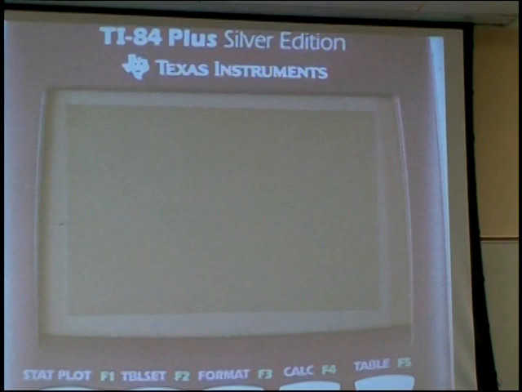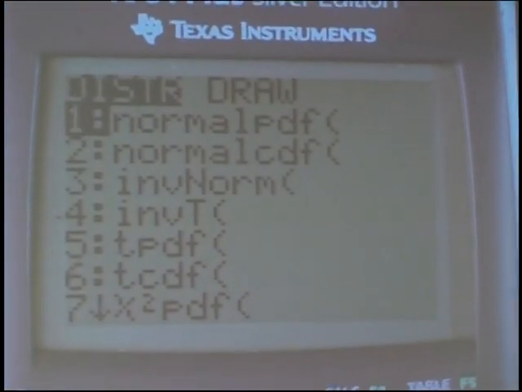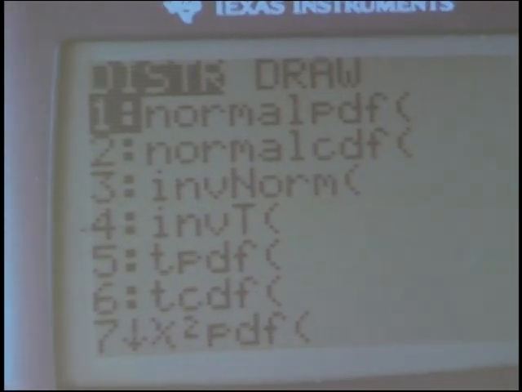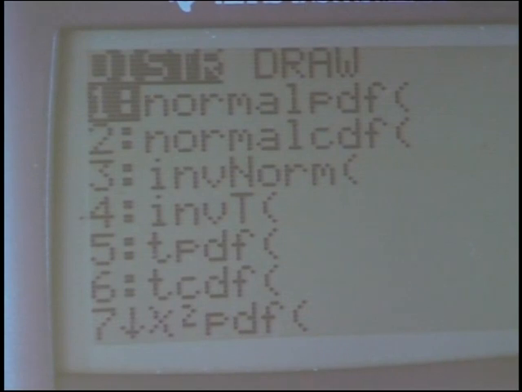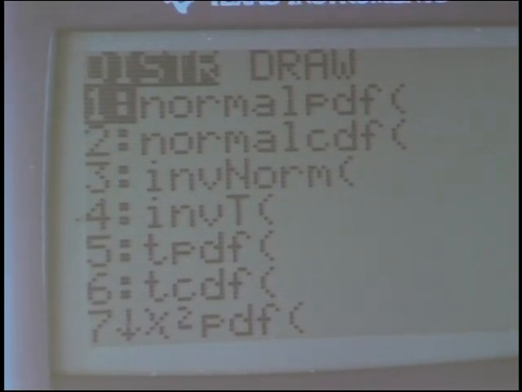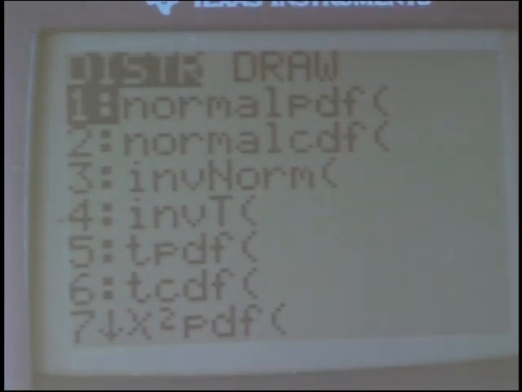Okay, so we're going to go into that distribution menu. We hit second VARs, and that takes us into the distribution menu, and this is where we found the binomial probability distribution, right? So anyway, use the handouts. They're useful.